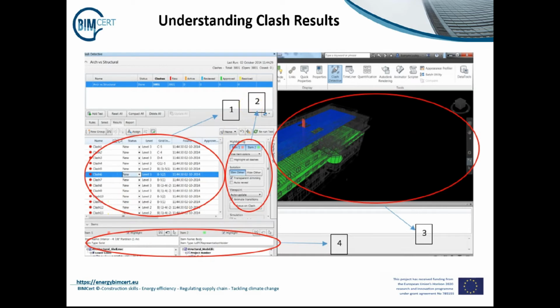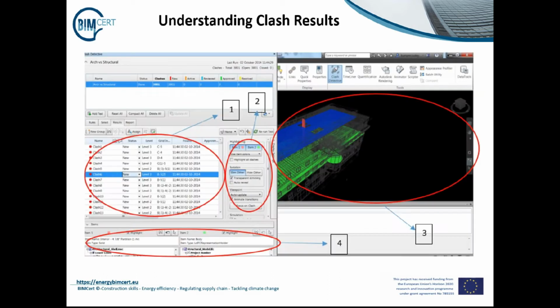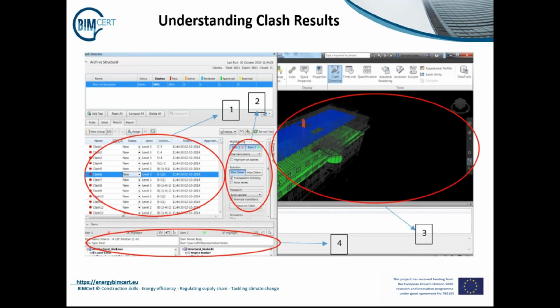2 is the display setting toolbar, which provides a number of options on how you would like to view the clashes. This gives you a selection of different ways to view the clashes within the model. 3. This is where the clash is viewed and explored. By using the options within the display setting tab, you can focus directly on the clash.